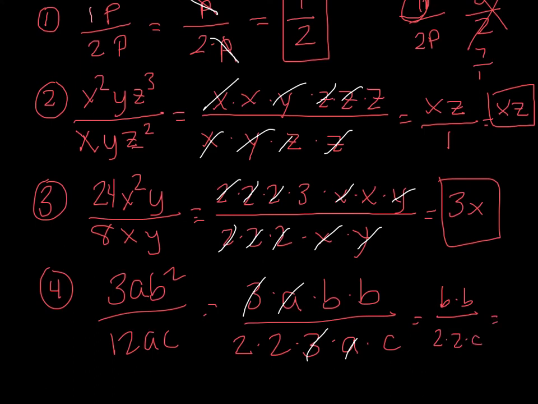Okay, so now I have to think about it. B times b, that's really b squared, because there's 2 b's. I have my base b, and then there's 2 of them, so then I do squared. Okay, and then 2 times 2 is 4, c on the bottom. So my answer is b squared over 4c.